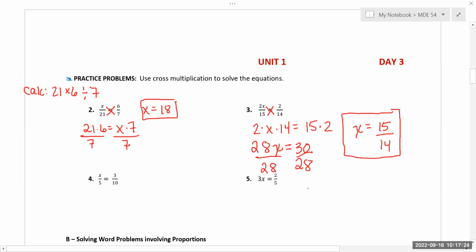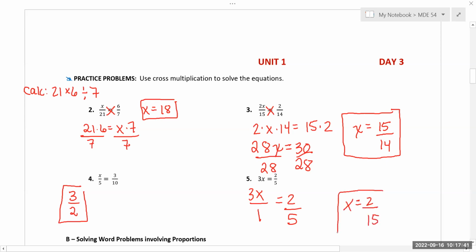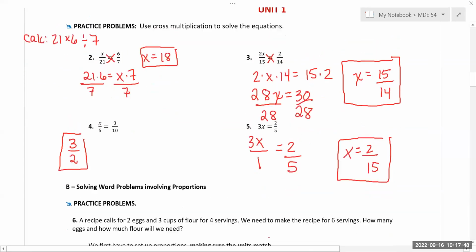And then if I look at question 5, it's the same as 3x over 1 equals 2/5, and then you can cross multiply. So your answer for number 4 was 3/2, and your answer for number 5 was 2/15. All right, so try those out, make sure they make sense. Then we're going to move those on to word problems.